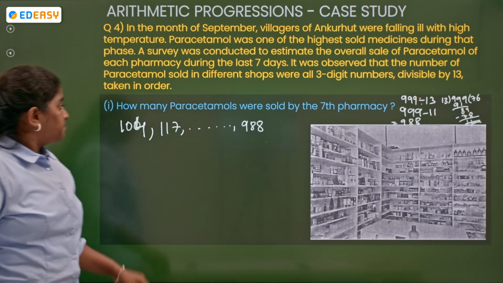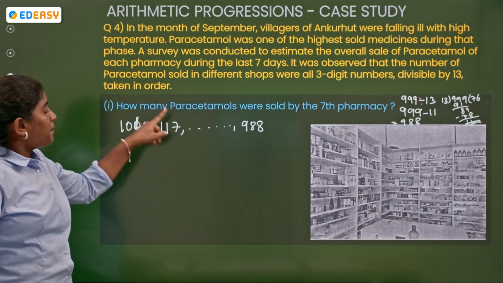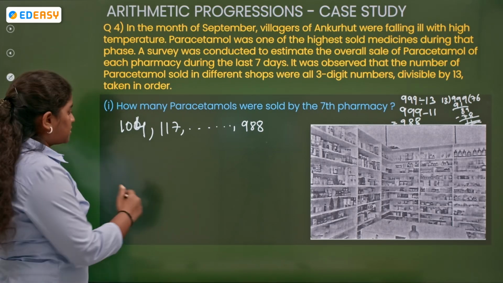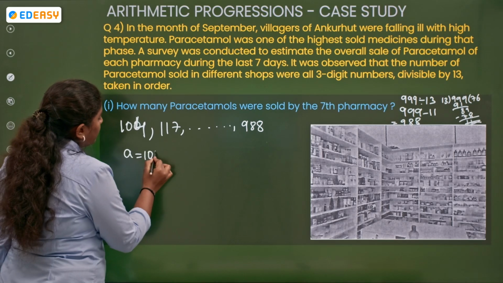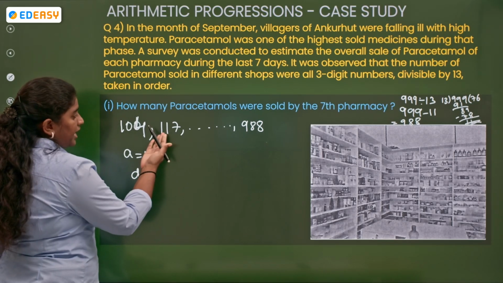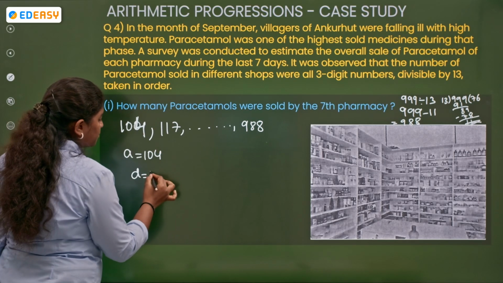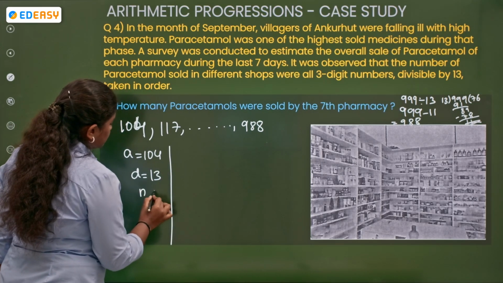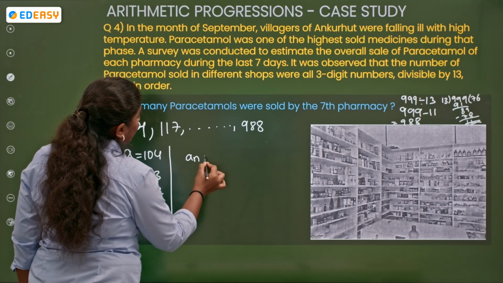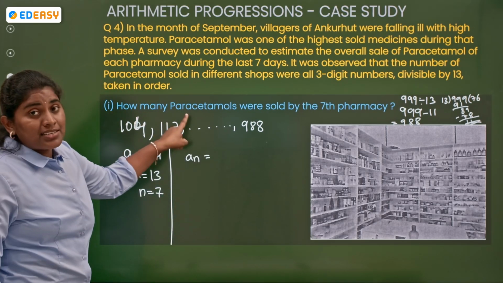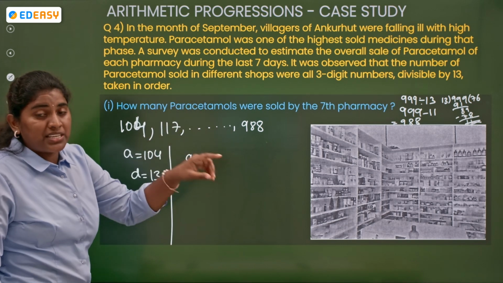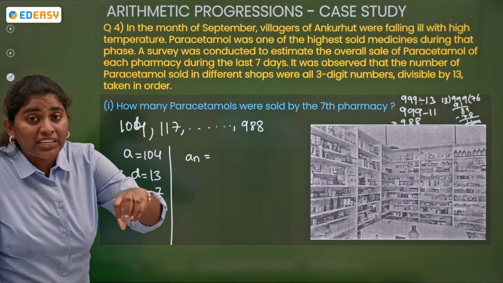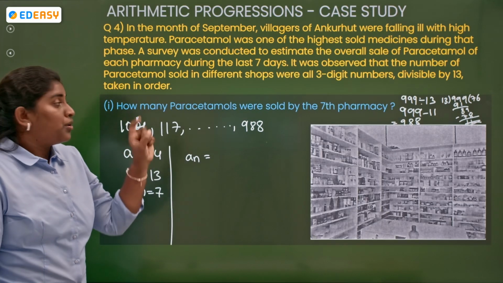Now the first question is, how many paracetamols were sold by the 7th pharmacy? So we need to check for the 7th one. Let's start with our a. a is 104, and what is the common difference? 117 minus 104, that is 13, right? Now they are asking us to find for n equals 7. How many paracetamols were sold by the 7th pharmacy means we need to find the value of a_n where n equals 7.